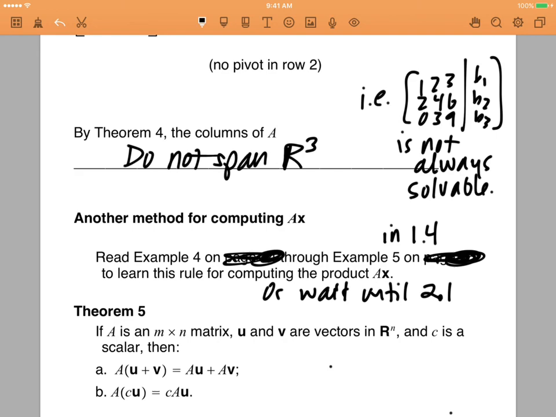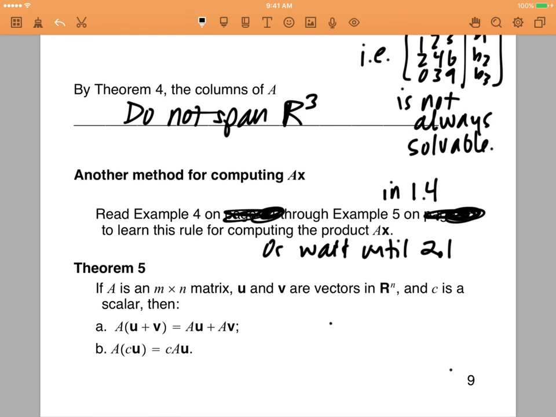And at the end, there's just a short theorem about the properties that these guys satisfy. So, quick way to think about, for example, number A, if you look at the right-hand side, if you have A times U plus A times V, U is a set of weights for the columns of A. AU means add up the columns of A with the weights U. AV means add up the columns of A with the weights in V. And if you add those together, it's the same thing as if you just added the weights for U and V and then multiplied them by the columns of A. You get the same result.